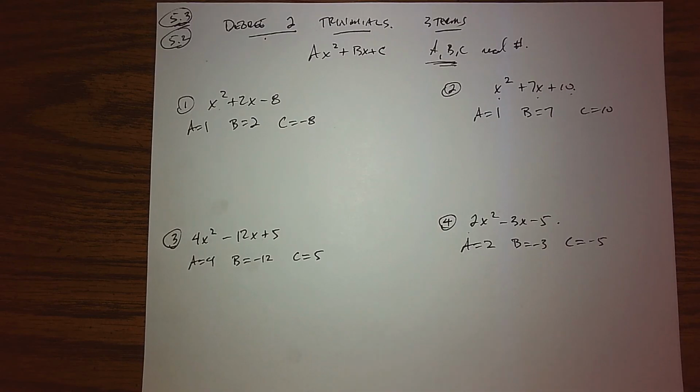All right, I just realized I'm off the grid there. So that's coming up next. We've identified degree 2 trinomials. Now we need to figure out what's the AC method and what's the guess and check method to factor them.